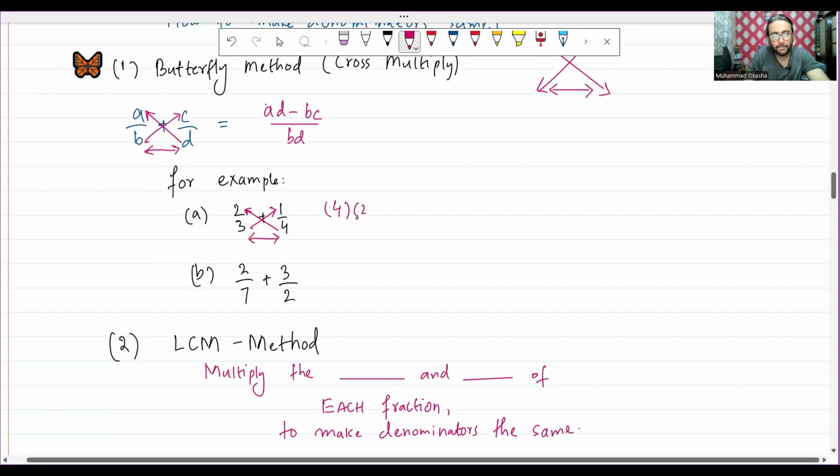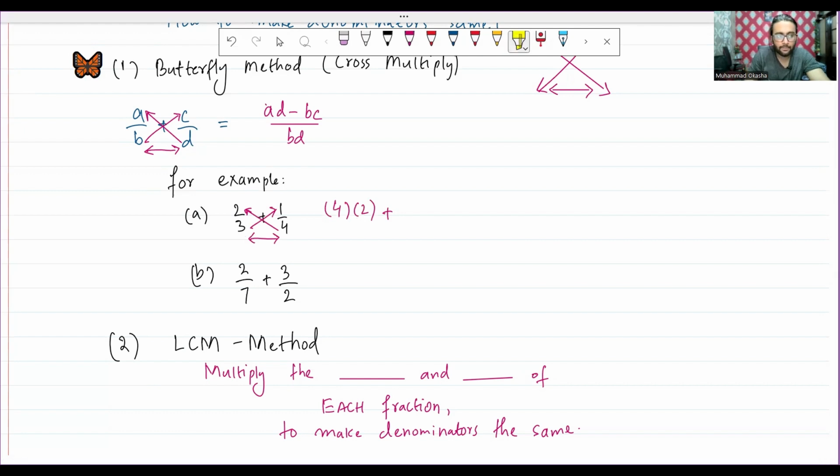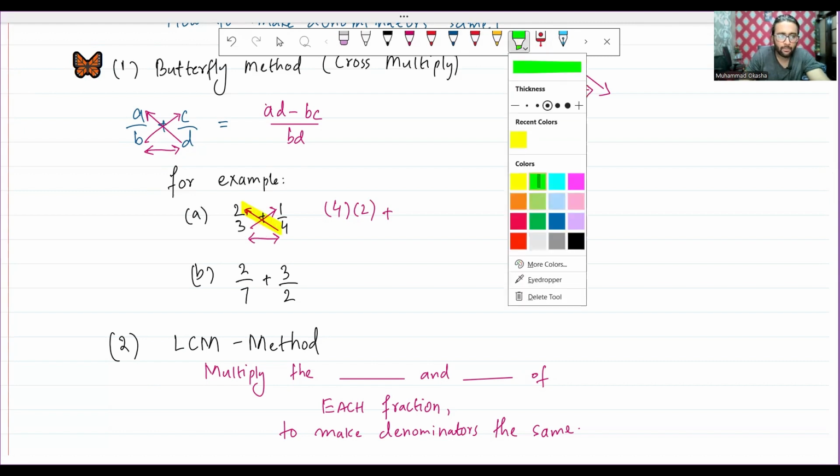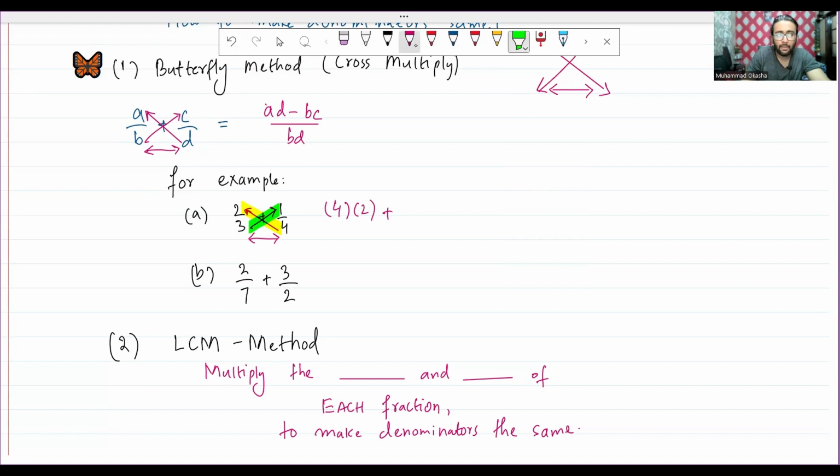4 times 2 plus. We did this. Now we'll do the other one. And that is 3 times 1. So 4 times 2 times 3 times 1 divided by, I'll multiply the bottoms, which is 3 times 4. I'm going to get 4 2s are 8 plus 3 divided by 12, 11 over 12.